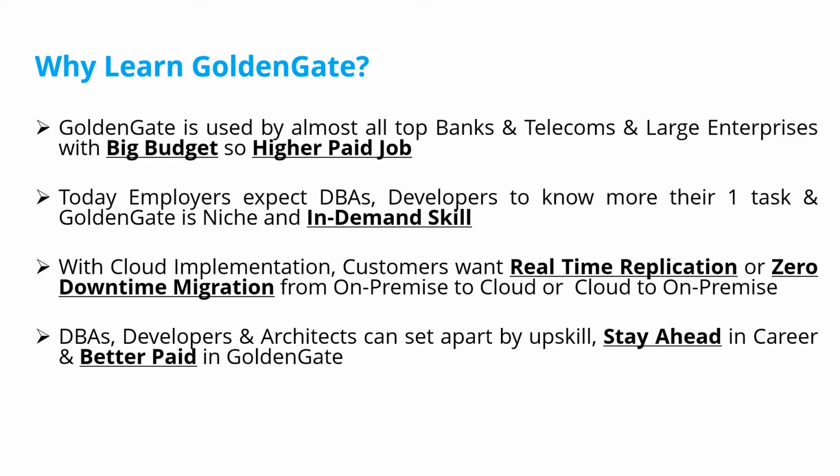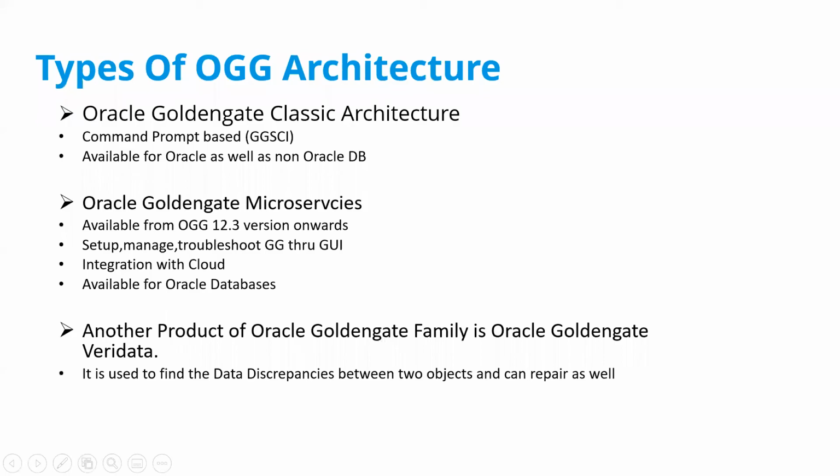So with cloud migration, with cloud implementation, customers want real-time replication or zero downtime migration from on-prem to cloud or cloud to on-prem. Okay, so now let us discuss the different types of Oracle GoldenGate architecture. Now, Oracle GoldenGate is a product which replicates the data from source to target. That is, as soon as the transaction gets committed on source, it gets replicated on target. Now, there are two types of architecture in GoldenGate. One is classic, second is microservices.